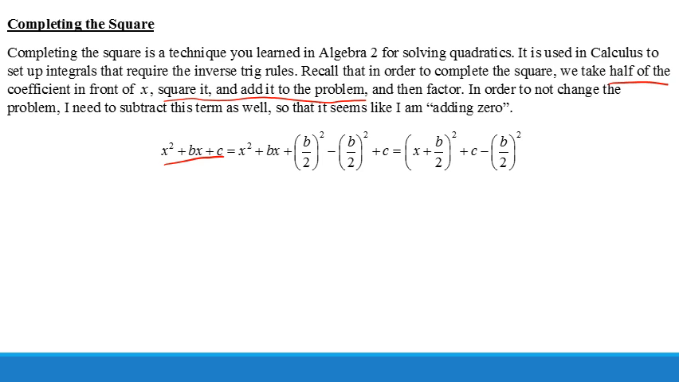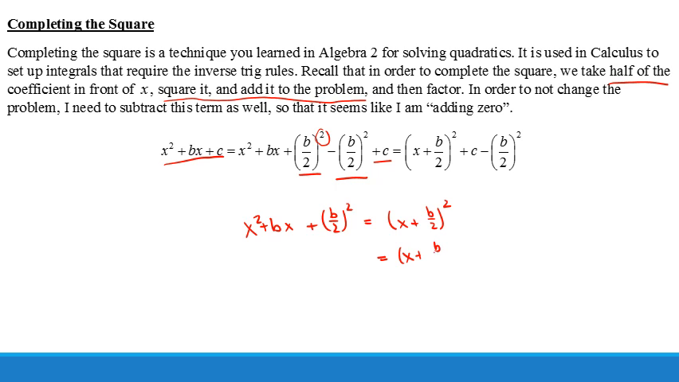So I start with ax squared plus bx plus c, which is just your typical form of a quadratic. I take half of b, so that would be b/2, and I square it, and I add that to the problem. Then to make sure that I don't change the problem, I subtract the same term, and then my plus c is there from before. And then what I have is x squared plus bx plus b/2 squared, and this will factor into x plus b/2 squared.